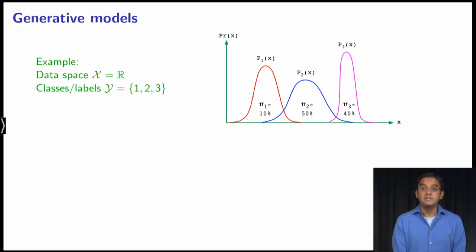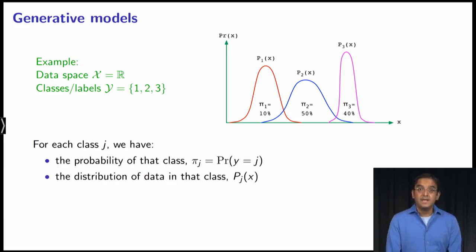Now we have these three separate probability distributions. We need a little bit more information as well. Let's say, for instance, that label 1 makes up 10% of the training set. Out of the training points, 1/10 of them have label 1. So we'll say pi 1 equals 10% or 0.1. Let's say label 2 makes up 50% of the training set. So we'll say pi 2 equals 50% or 0.5. And the remaining 40% of the training set comes from label 3. So we say pi 3 equals 0.4.